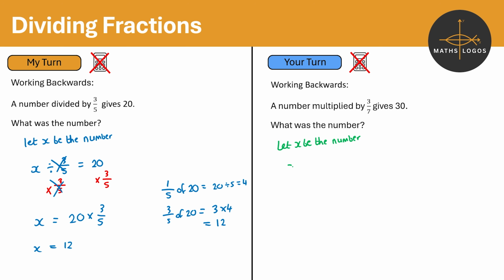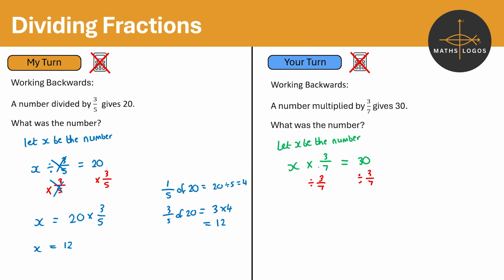And this number x multiplied by 3/7 gives us 30. It's equal to 30. And same as before, I want to do inverse operations. If I've taken x and multiplied it by 3/7, the inverse of that, or to undo that, I would divide by 3/7 on both sides. The reason I do it to both sides is so that it remains equal.